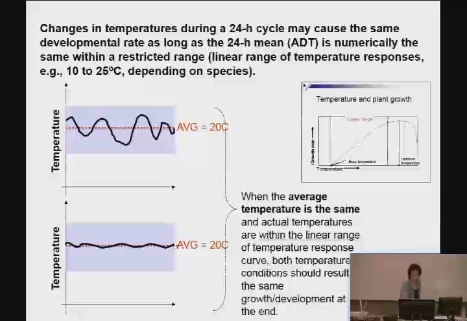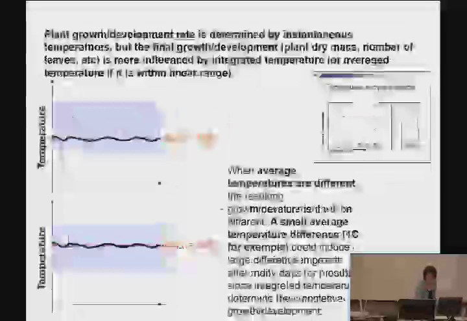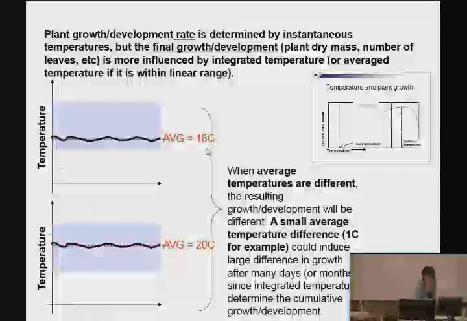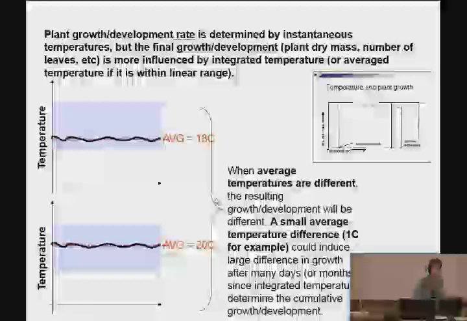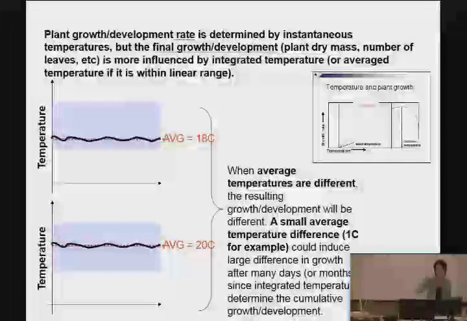Right, so within the linear range, more fluctuation or less fluctuation, as long as the average is the same, you can expect the same rate of development. If the average temperature is different, in this case by 2 degrees C, then you have to expect a difference in growth and development rate, because the average temperature is different. But fluctuation doesn't matter as long as it is within the linear range.